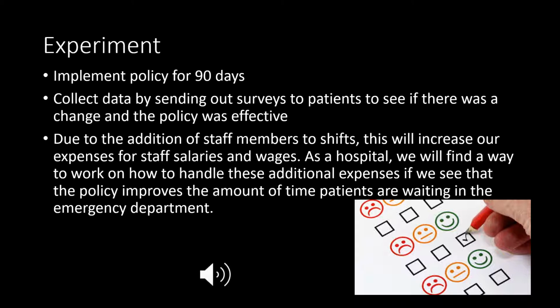For our experiment, the policy was implemented for 90 days to see if there was improvement within the waiting rooms in the emergency department. There was actually an immediate change in the waiting time since there was a time limit set within our policy. After our experiment, patients received surveys based on their experience in the emergency department and how long their waiting time was before they got to be seen by a physician. These surveys will help conclude if our policy was effective or ineffective.